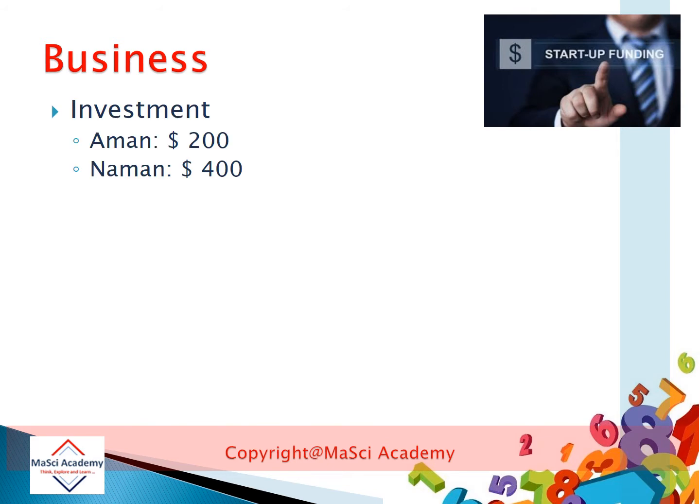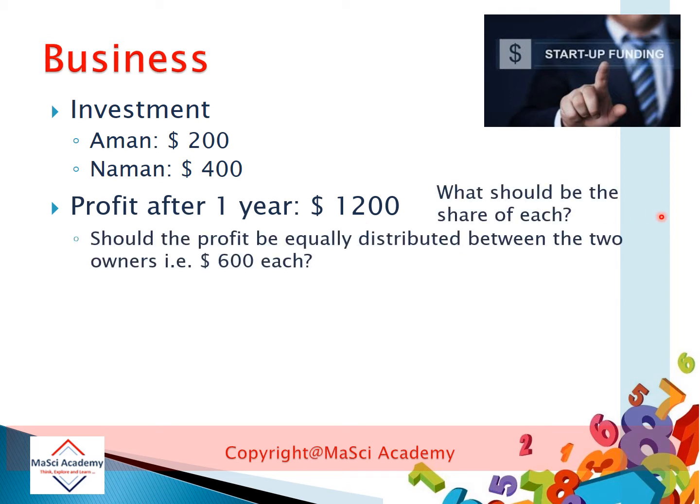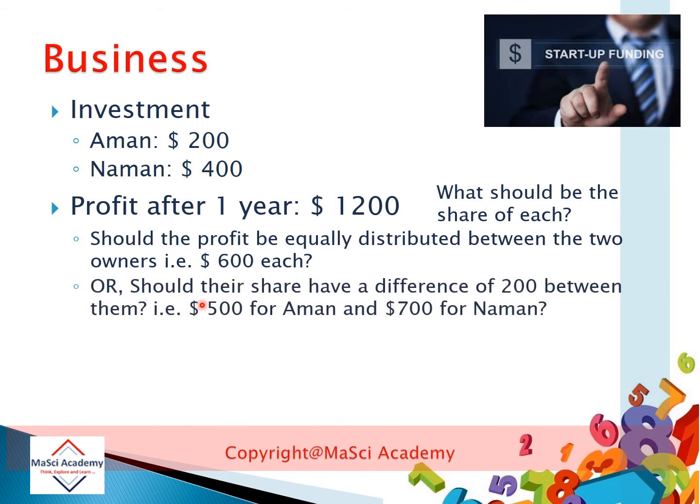Let's take another example. Two people start a business, Aman and Naman. Aman invests $200 while Naman invests $400. At the end of 1 year, they both earn a profit of $1,200. So now what should be the share of each person? Should the profit be equally distributed between the two earners? That is $600 each? Or should the share have a difference of 200 between them? That is $500 for Aman and $700 for Naman.